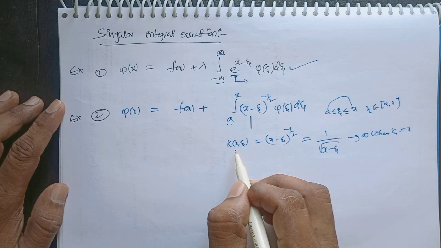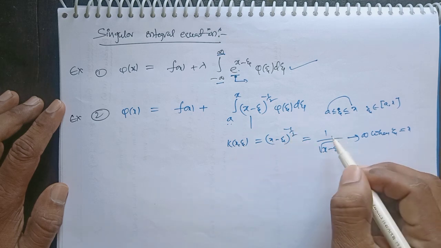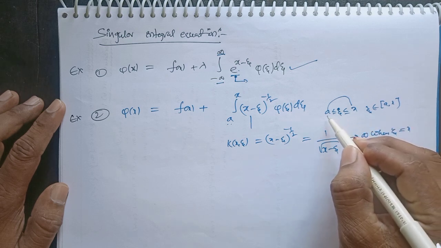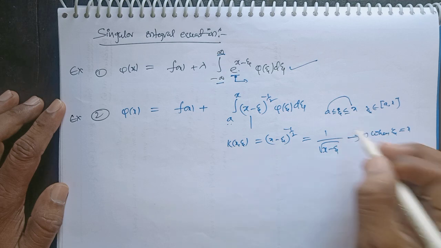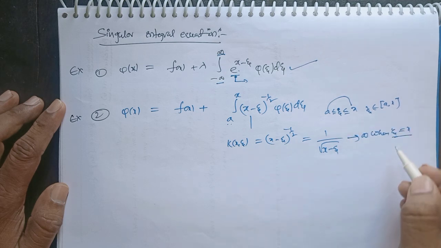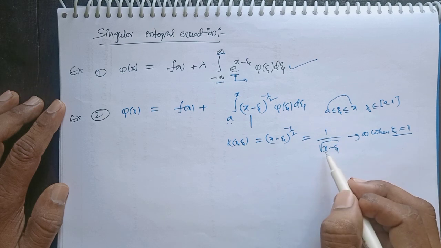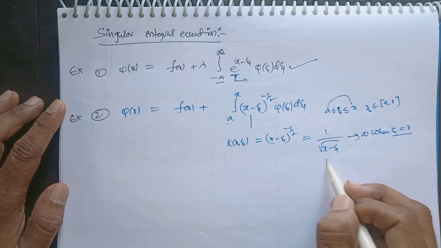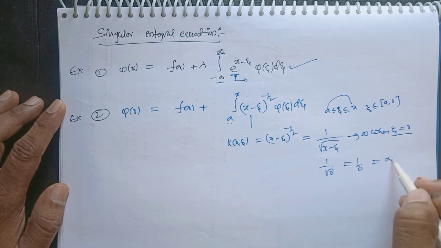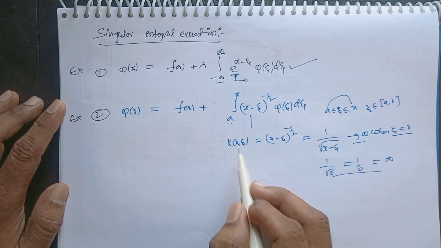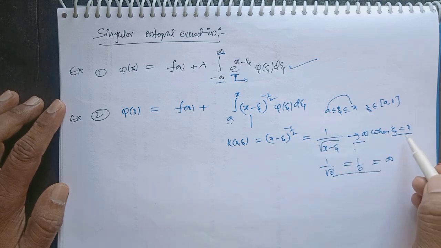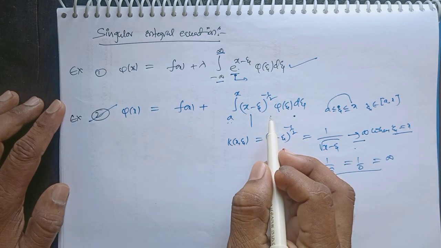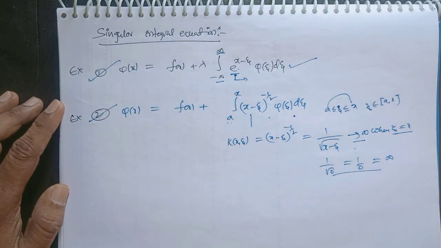So what is the kernel here? The kernel is k of x, xi, equal to (x minus xi) to the power minus 1 by 2, that means 1 by root of (x minus xi). So in the range of the integration, xi takes values between a and x. Suppose I take xi equal to x. What happens here? 1 by root of (x minus x), which is 1 by root of 0, that is 1 by 0, which means infinity. So the kernel becomes infinity at one point, xi equal to x, in the region of the integration, so this is called a singular integral equation. This is a singular integral equation. This is also a singular integral equation.